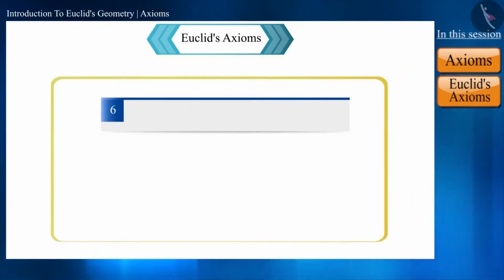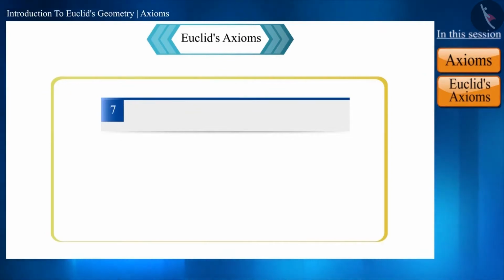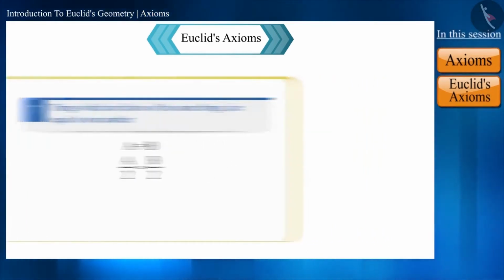According to Euclid's sixth axiom, things which are double of the same things are equal to one another. If A and B are equal, then their double, that is 2A and 2B, will also be equal. And the seventh axiom is that things which are halves of the same things are equal to one another. That is, if A and B are equal, then half of A, that is A by 2, and half of B, that is B by 2, will also be equal.